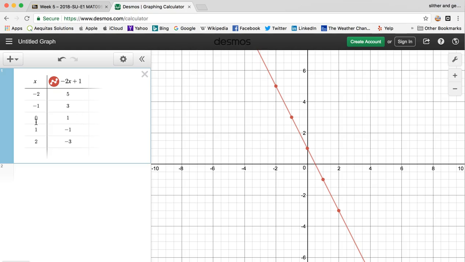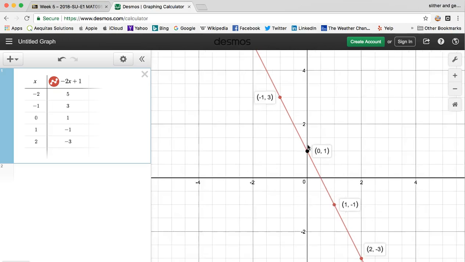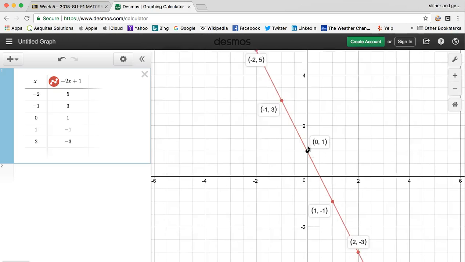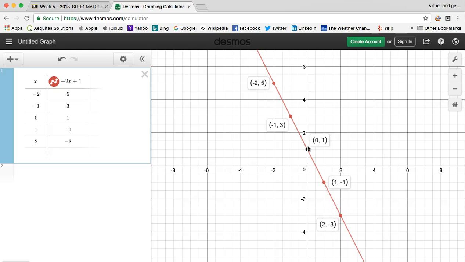So I have the point (0, 1). I go 0 and then up 1. See? Those are all points, and I'll push on those so that you can see them. It looks like this has a scale of a half: that's a half, and that's 1, 1.5, and then 2, and so forth. You can zoom in more or zoom out, it's up to you.